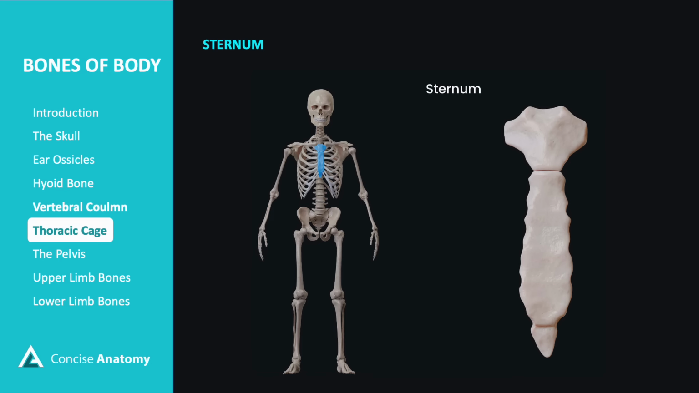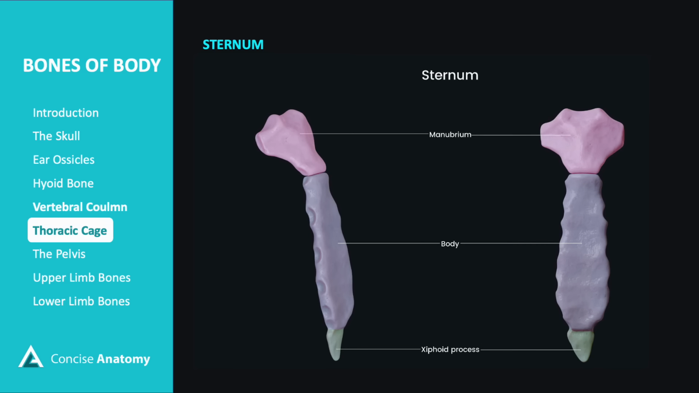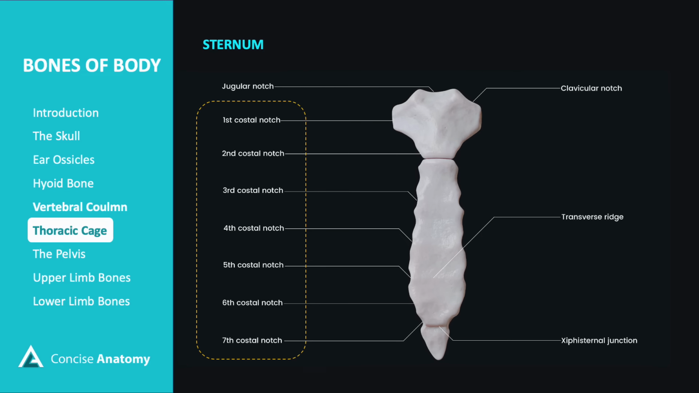The sternum is a flat vertical bone located in the anterior part of the thoracic cage. It consists of 3 parts: the manubrium, body, and xiphoid process. The sternum has costal notches along its lateral borders, where the costal cartilage of the ribs attaches. These notches allow for the articulation of the first 7 pairs of ribs.